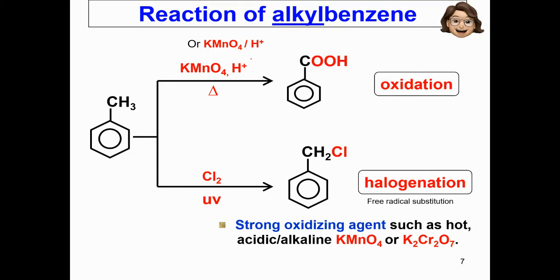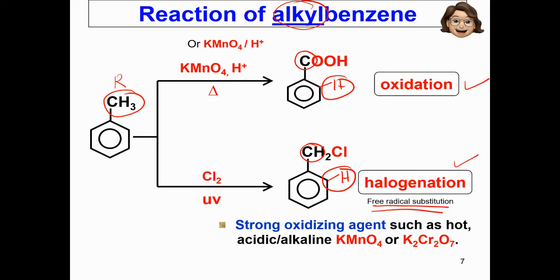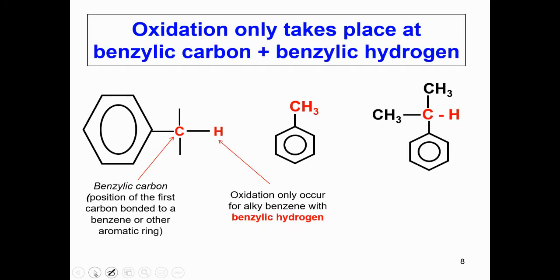Now this is an alkyl benzene. There's a CH3 here, an alkyl group. It undergoes oxidation and halogenation, but it is not happening at the benzene ring. It is happening at the alkyl group, the substituent here. For this part, the CH2Cl is formed by free radical substitution, the mechanism.